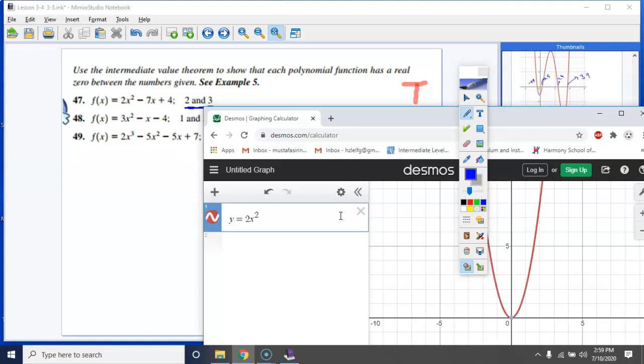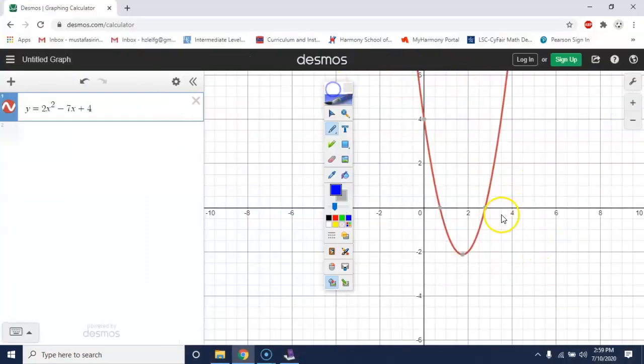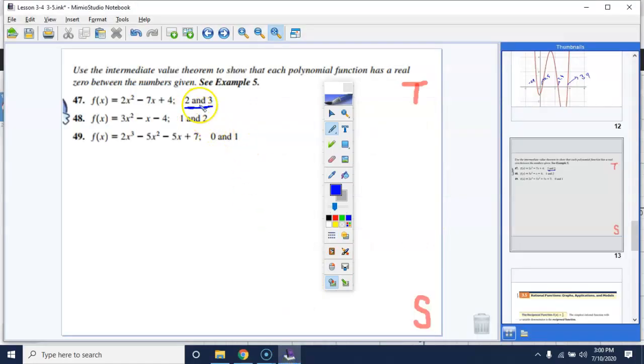2x squared minus 7x plus 4, right? So as you've seen, this one, guys, as you've seen, okay, let me make it bigger. So this one, as you've seen, is 2.7, which means it's between 2 and 3, right? So it's confirmed, right? So it's confirmed.